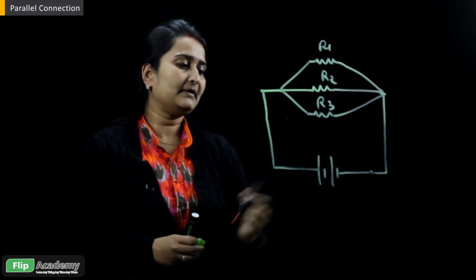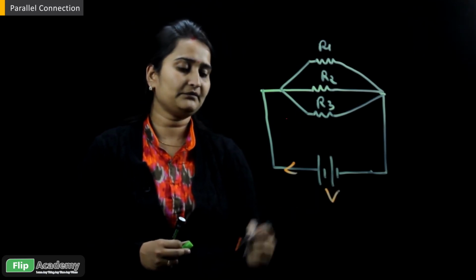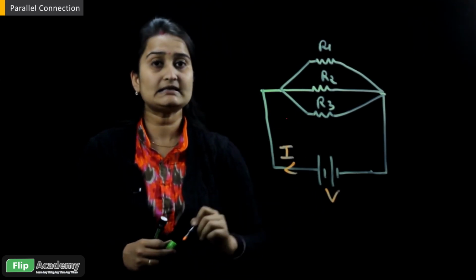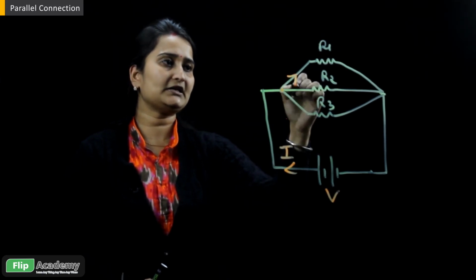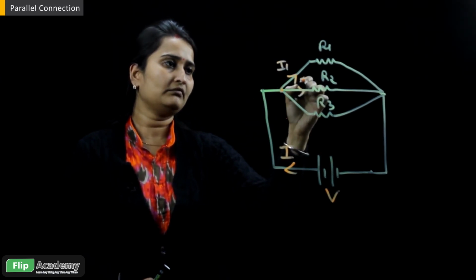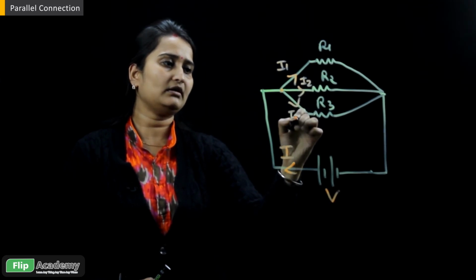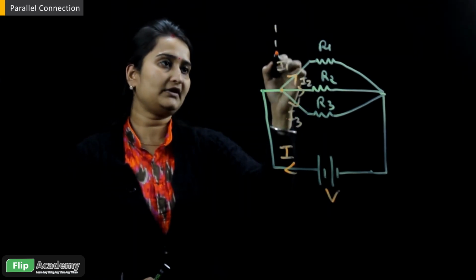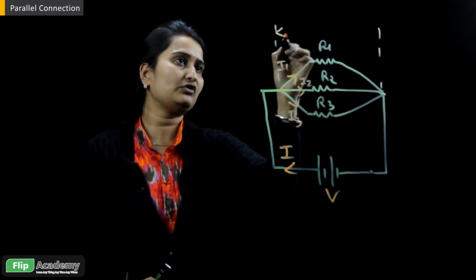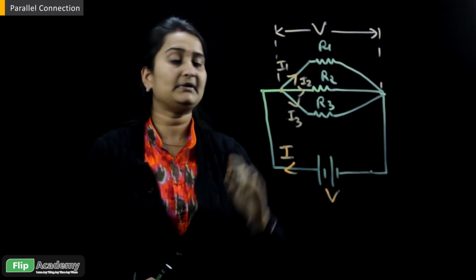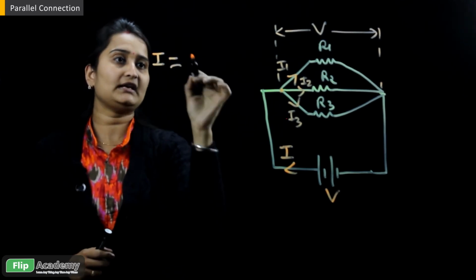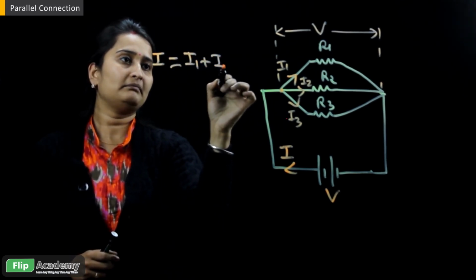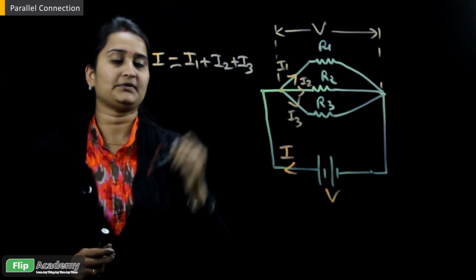Now, draw the diagram. The potential difference supplied by the battery is capital V and the total current flowing in the electric circuit is capital I. When this current passes, then it gets split into I1, I2 and I3. The potential difference across these 2 points remains the same, that is capital V. Capital I, that is total current in the circuit, is equal to I1 plus I2 plus I3.